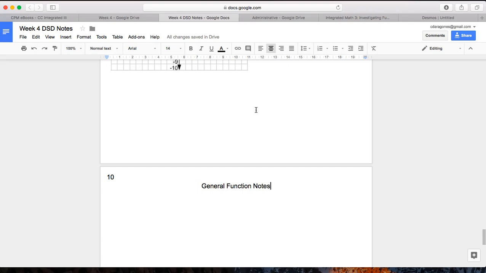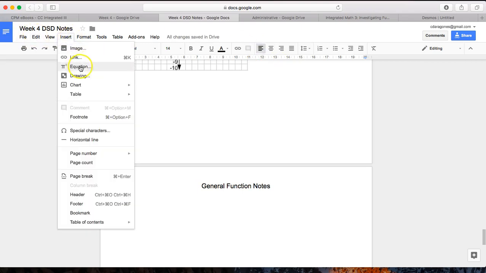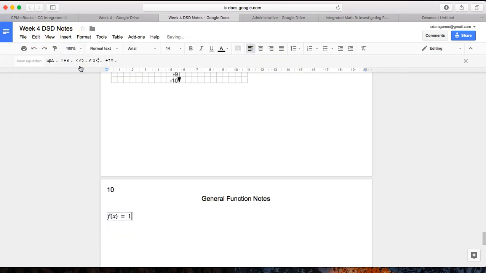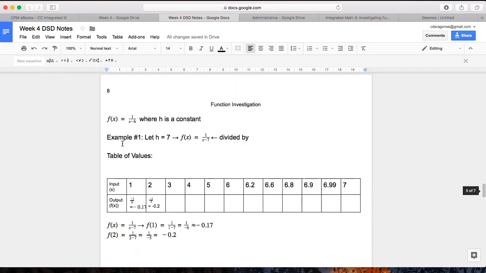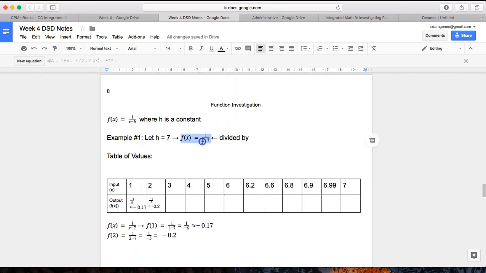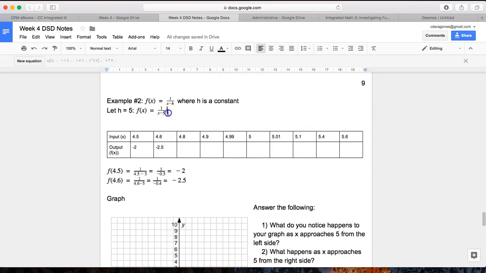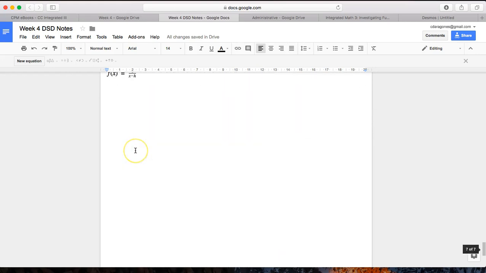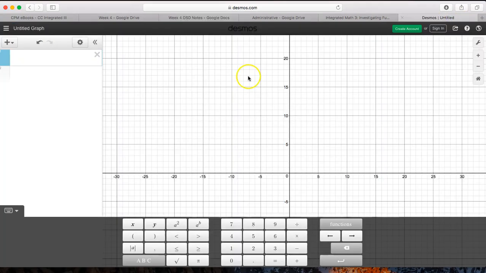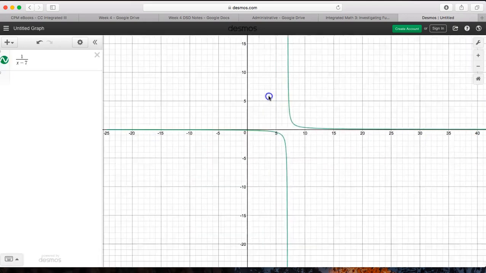Okay, so we looked at two examples of this function that I'm going to go ahead and type up. f of x equals 1 over x minus h. The first example was when h was 7, and the second example was when h was 5. So hopefully you noticed something, and I'm going to go ahead and graph on Desmos.com these two functions, starting with 1 over x minus 7. So this is what the graph looks like.